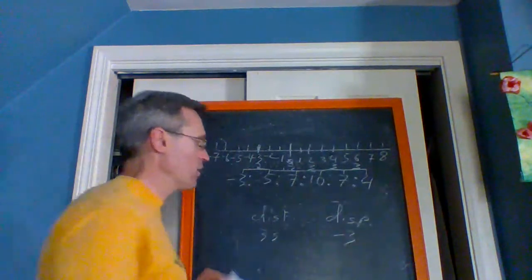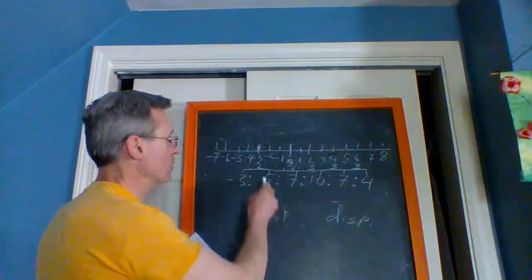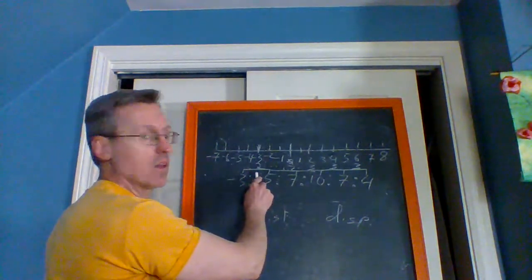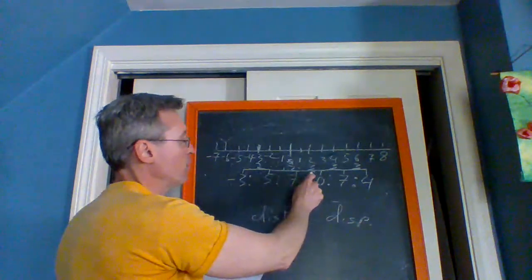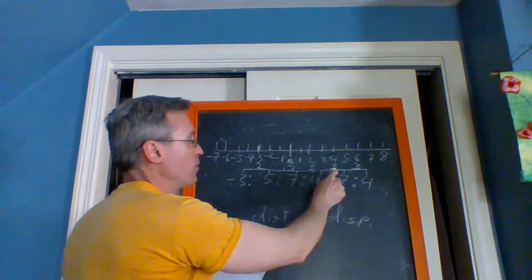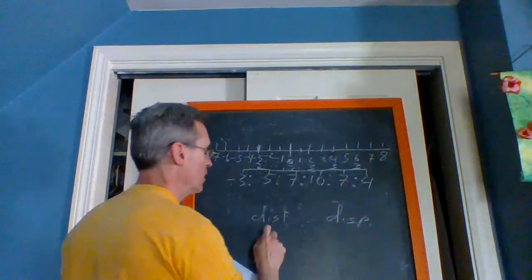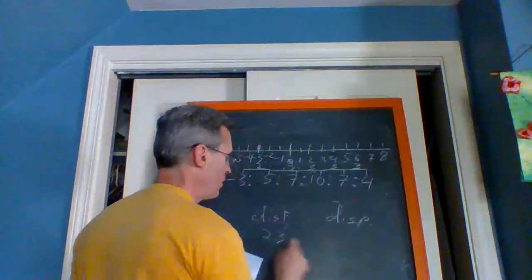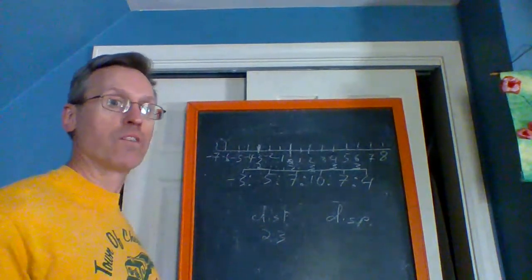Okay, so let's count up our distance. Let's find our distance, and let's find our displacement. So our distance is going to be 2 plus 12, which is 14, plus 3, which is 17, plus another 3, which is 20, plus another 3, which is 23. So we walked a distance of 23 paces. Okay, good. That's our distance. What's our displacement?